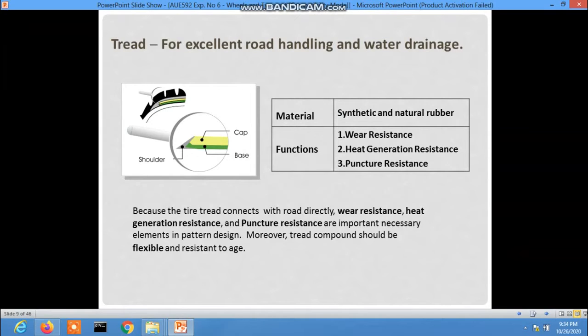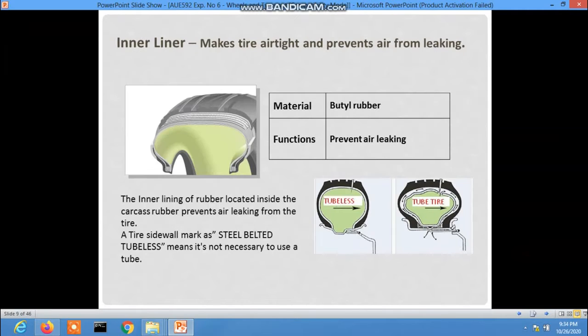Inner liner: it makes the tire airtight and prevents air from leaking. The inner lining of rubber is located inside the carcass rubber and prevents air leaking from the tire. The tire sidewall makes a steel belted tubeless, which means it is not necessary to use a tube. The material is butyl rubber, and its function is to prevent air leaking.